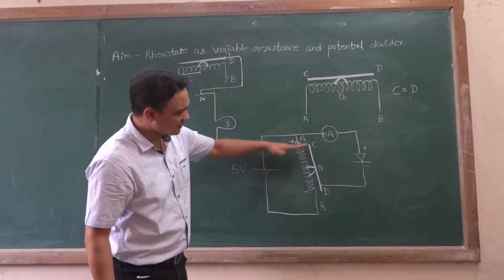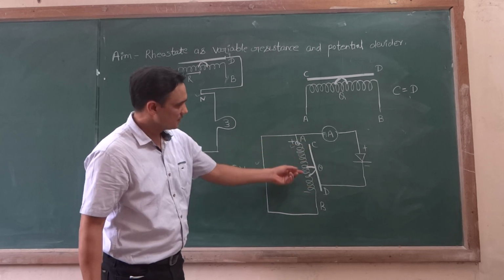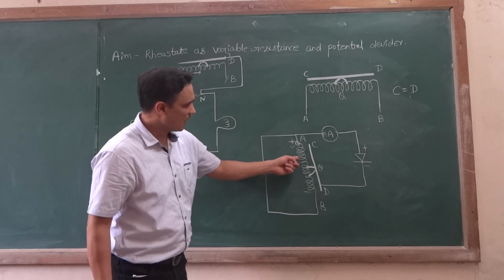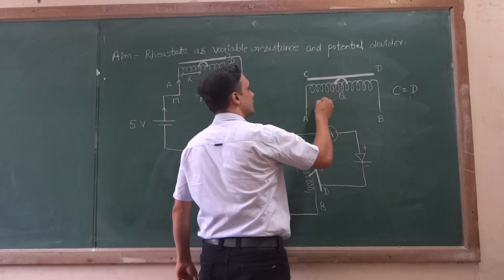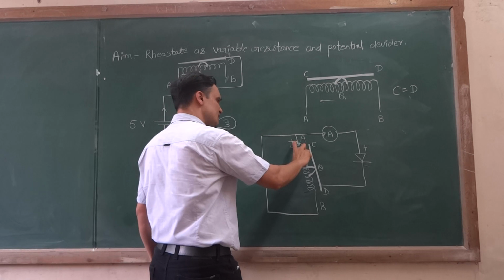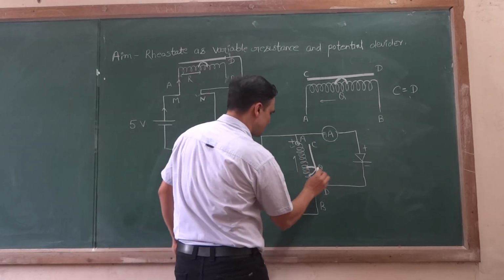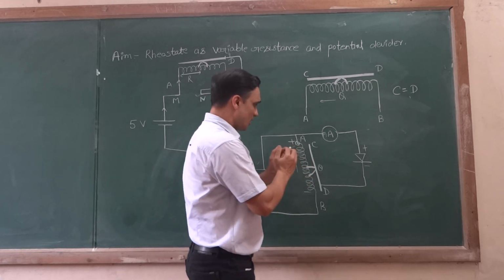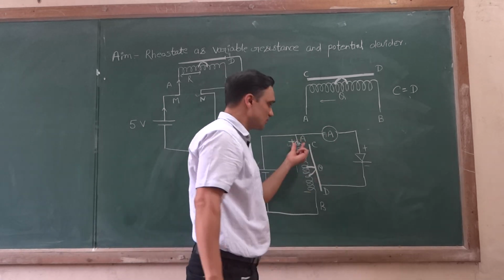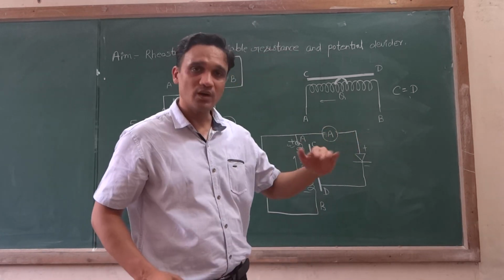Now if you slide this contact on the rheostat upward, towards the point A, then the potential which is spread across this portion of the rheostat will appear on the diode. So first, when this Q point which is in contact is near to the A point, then a smaller amount of potential will appear across the diode.